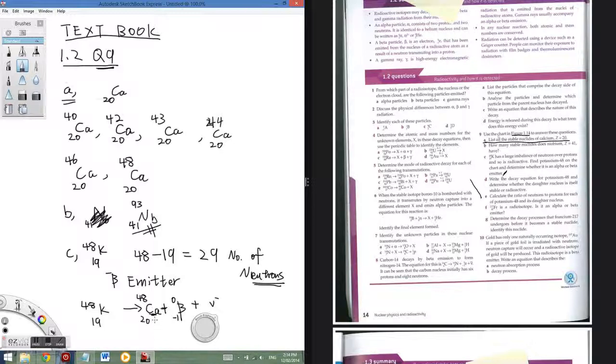Now we have to have a look at calcium 48. Calcium 48 is stable, so the resultant nucleus is stable. That's what we do for question D. Now let's do question E.